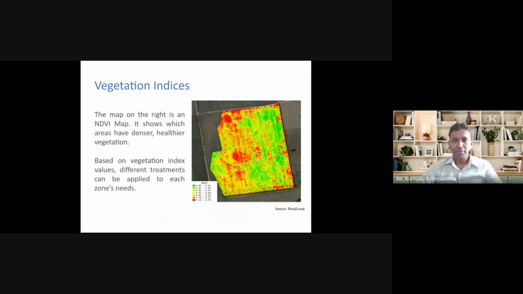After we map this vegetation index, we can get this NDVI map. It shows spatial variation in vegetation health across the field. Darker green areas show high NDVI values. That means it's healthy vegetation, healthy crop.